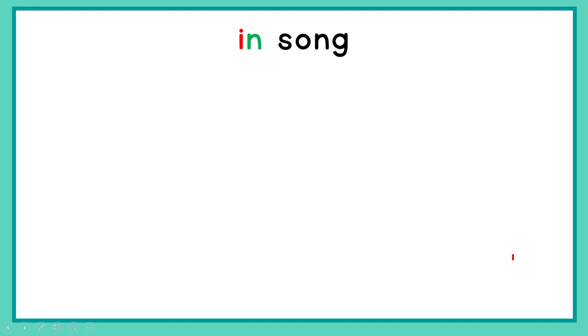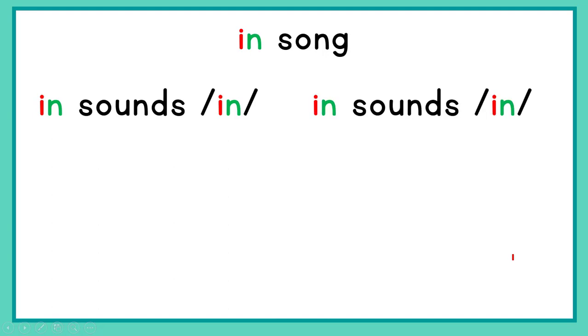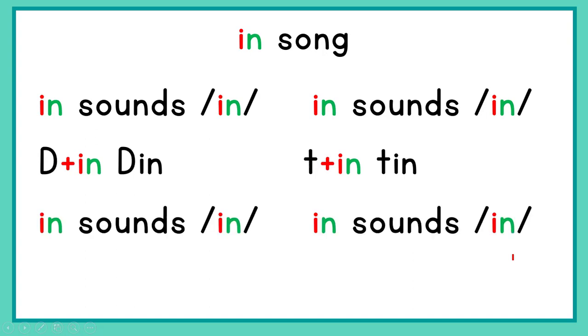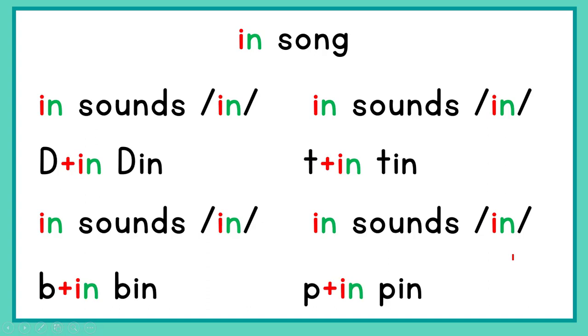One, two, three. IN sounds in, IN sounds in. D in din, t in tin, IN sounds in, IN sounds in, b in bin, p in pin. One more time. One, two, three. IN sounds in, IN sounds in, d in din, IN sounds in, IN sounds in, b in bin, p in pin. Very good.